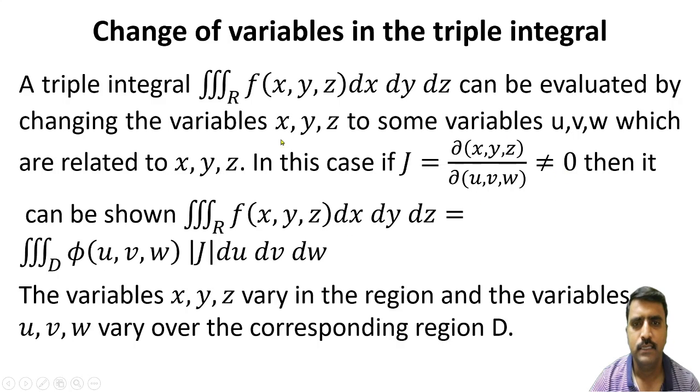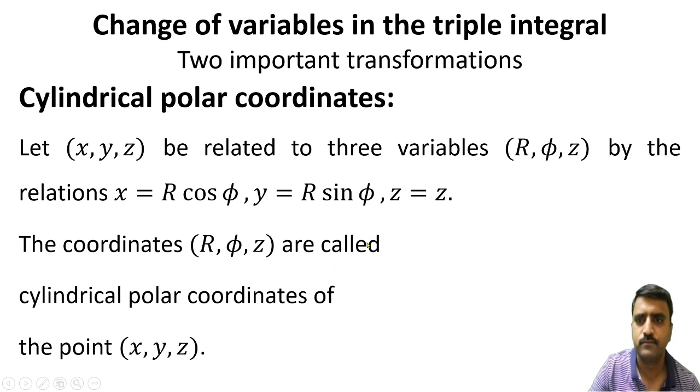0. So then, this triple integration over R of f of xyz dx dy dz is related to uvw such that, which is equal to triple integration over D of phi of uvw. So it is the function of uvw into Jacobian J into du dv dw. So here the variables x y z vary in the region R, and correspondingly uvw vary over the region D. Okay, so like that.